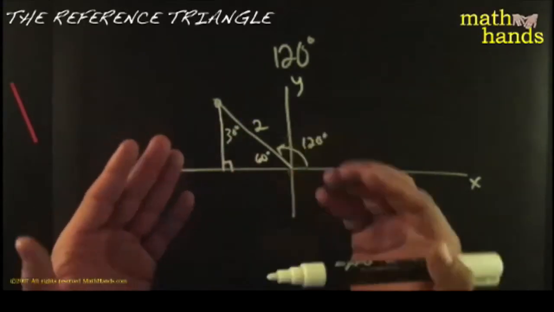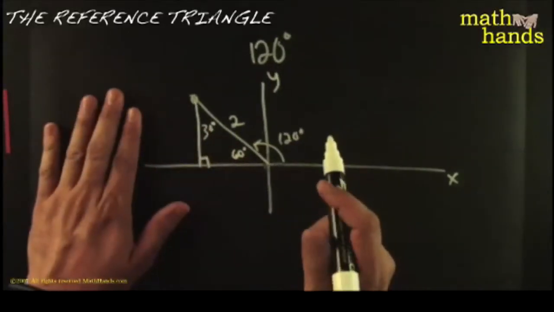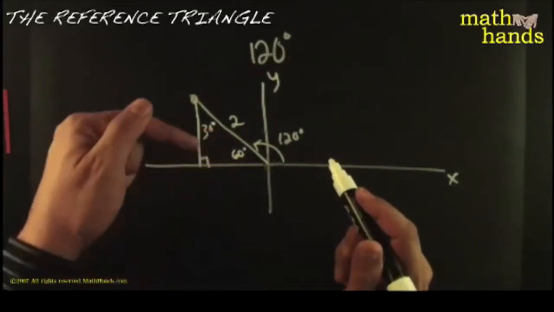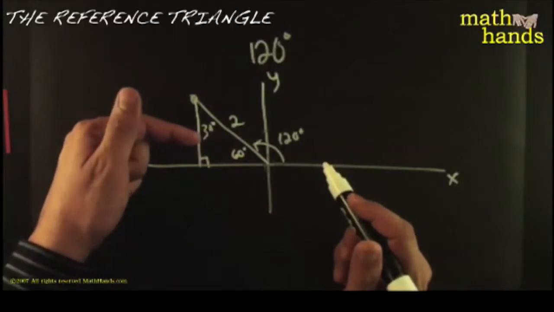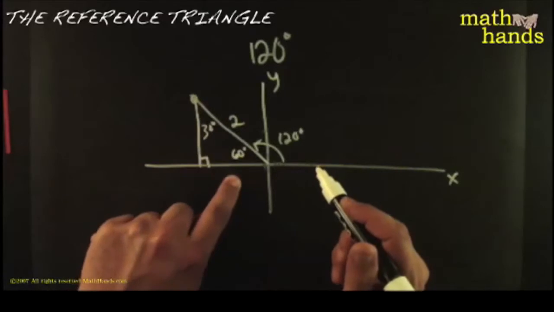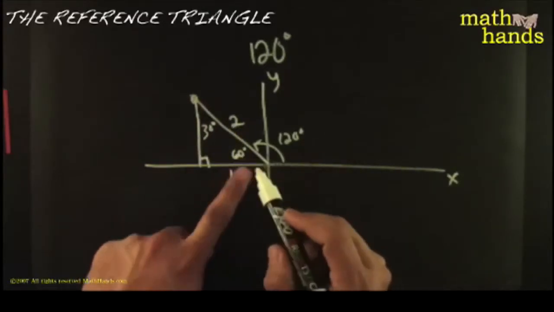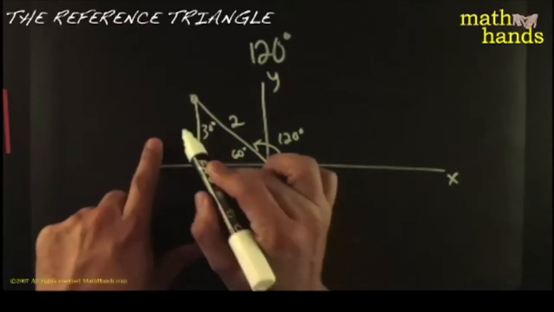And now we use our excellent 30-60 triangle skills. We own it. You should be very comfortable with 30-60 triangles. Across from 30, you always find the smallest side, which is always half the hypotenuse. So this one's got to be 1. The other one's always the small one times the square root of 3.